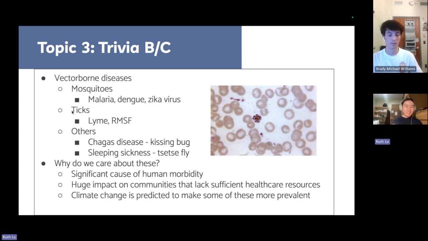Tick diseases are pretty common to hear about in the United States, so you should probably have heard of some of these. There's Lyme disease and Rocky Mountain spotted fever. And some other ones are, as I mentioned, Chagas disease, which is caused by the kissing bug, and sleeping sickness caused by the tsetse fly. These are interesting because Chagas disease has an acute phase and a chronic phase, and the chronic phase can cause heart failure and all kinds of issues.